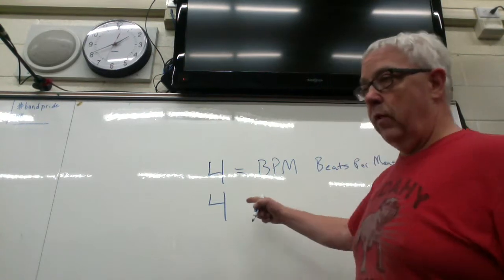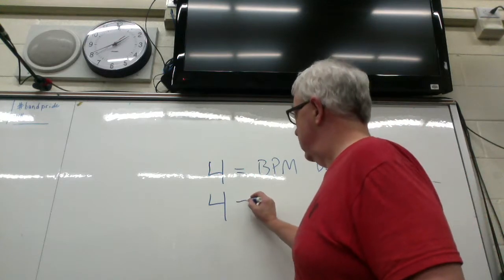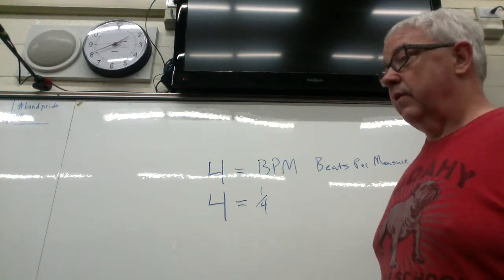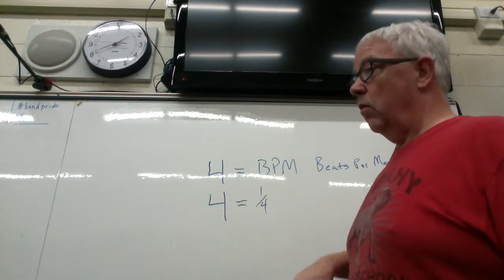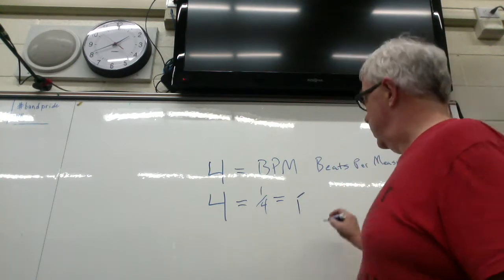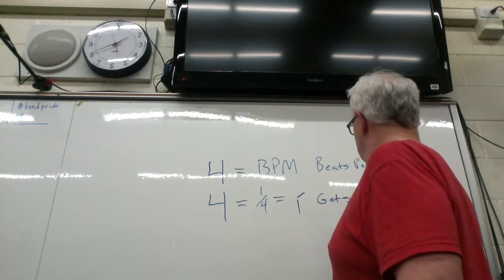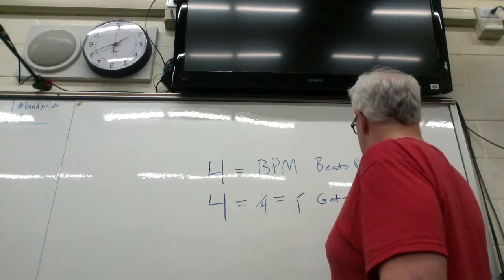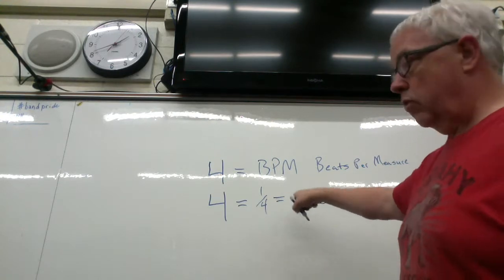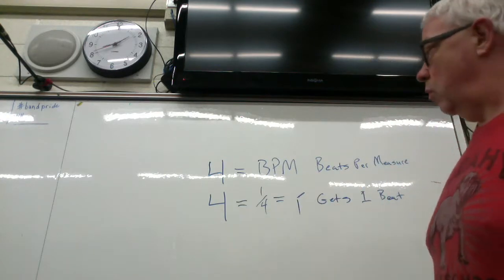Here's a really easy way to think about it. Think about the bottom number as the bottom number of a fraction with a 1 on top. So in this case, 4. That tells me that it stands for 1/4, or one quarter note, which gets 1 beat. Bottom number is 4. 1/4 equals a quarter note, and a quarter note gets 1 beat. Okay, so 4 beats per measure, quarter note gets 1 count.